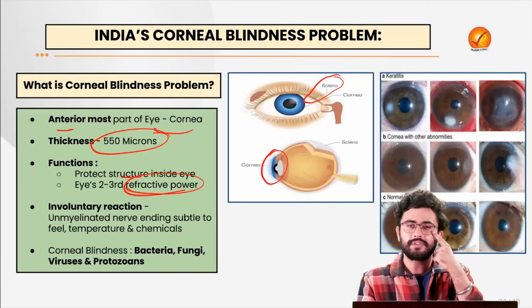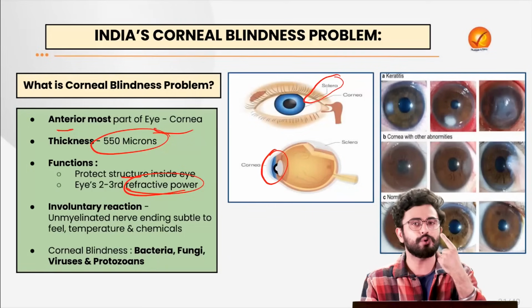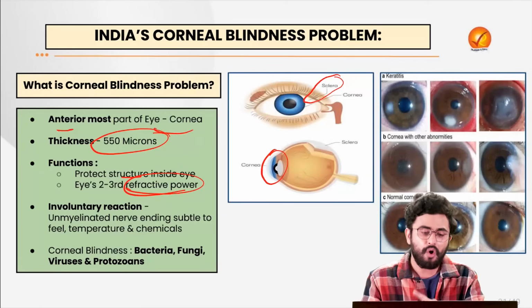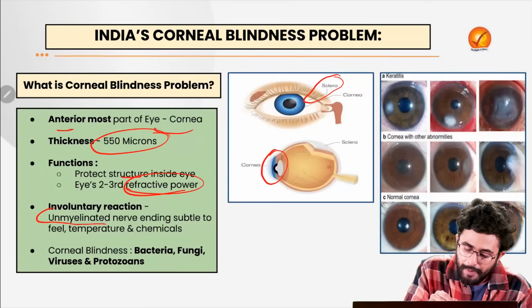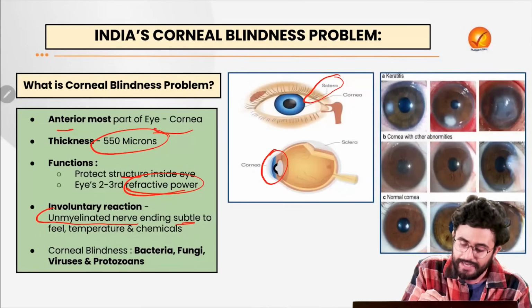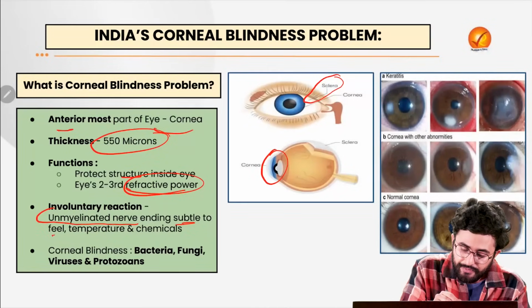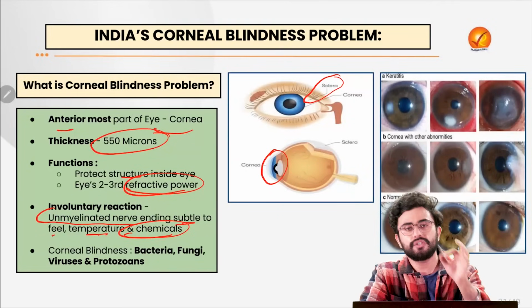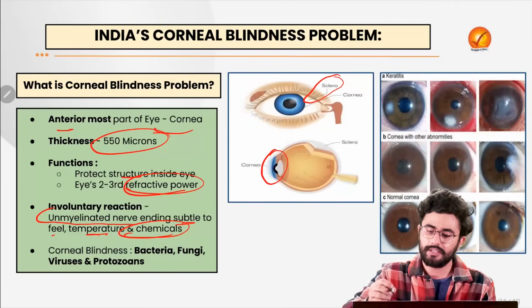For example, if you bring your finger close to your cornea, your eyes will ultimately close down. Why does that happen? Because there are unmyelinated nerve endings sensitive to any kind of touch, temperature or chemicals. This corneal blindness which we are discussing, just look here.